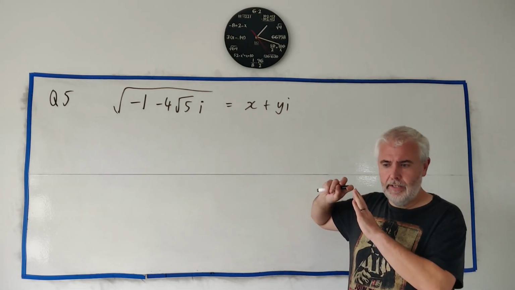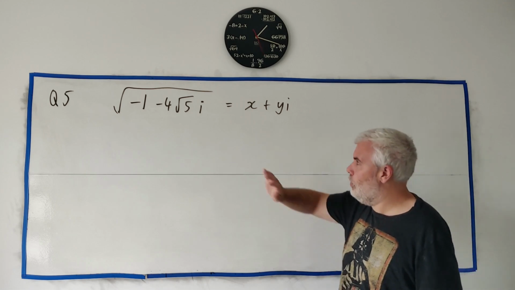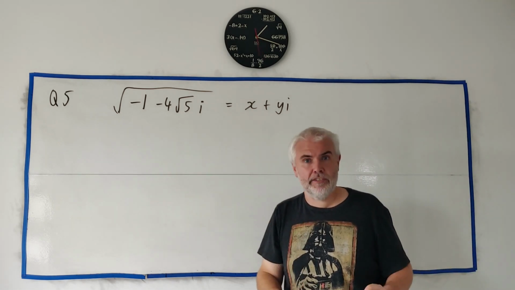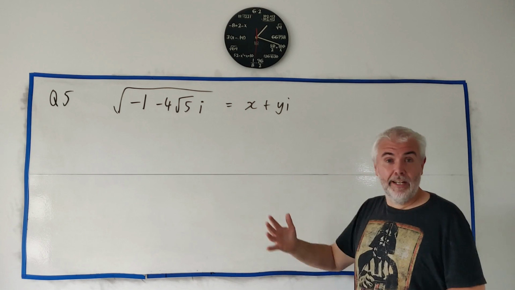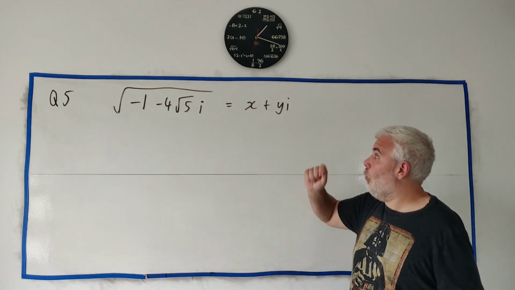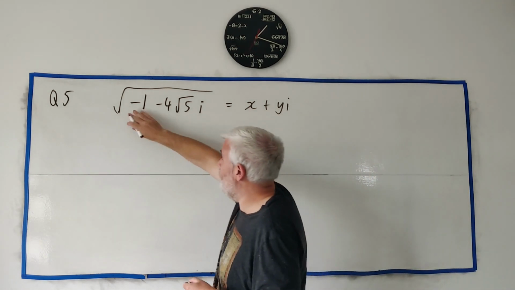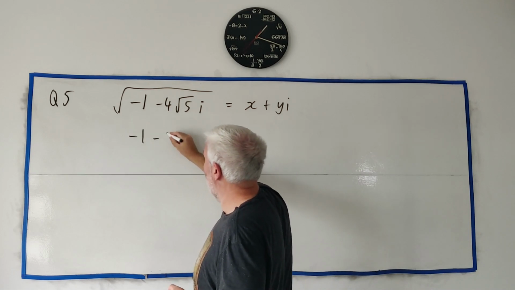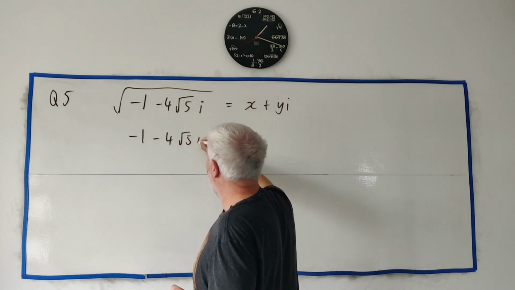Okay, so it's not an uncommon question. Square root of a complex number. There's always been two ways to do it. This is one of the ways. Let's jump right into it. How we do it, we just square both sides. That'll get rid of this big square root here first. -1 minus 4 times square root of 5 i.